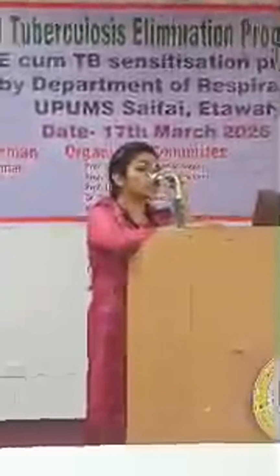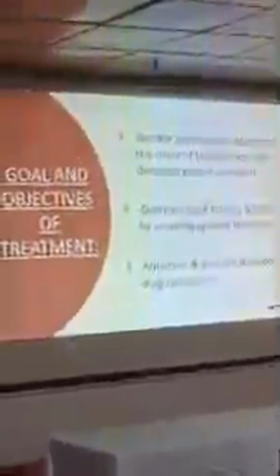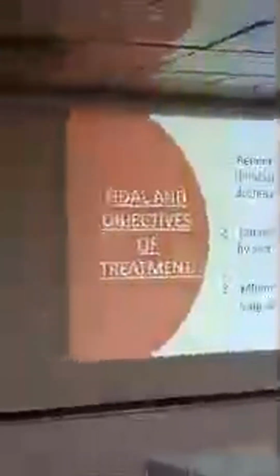Then we jump to the chemotherapy of tuberculosis. So first of all, what is the goal of chemotherapy? We have to treat the patient and we also have to ensure that the people living around the patient are not getting infected because it is a highly infectious disease. I told you it spreads from droplet infection.